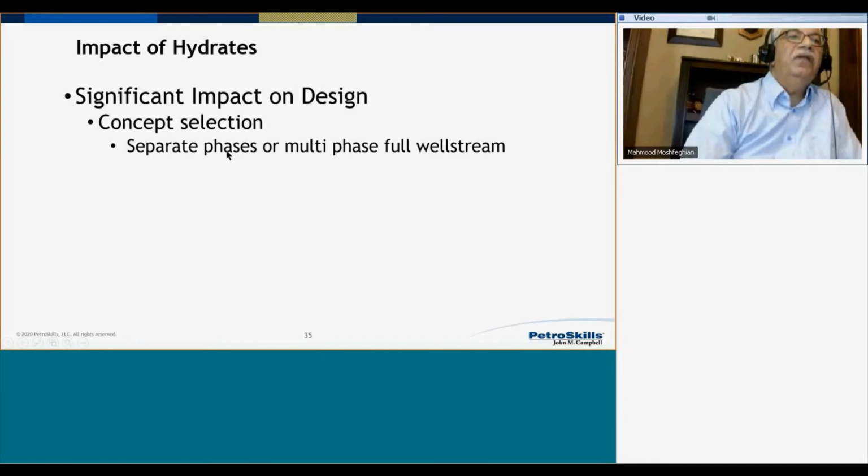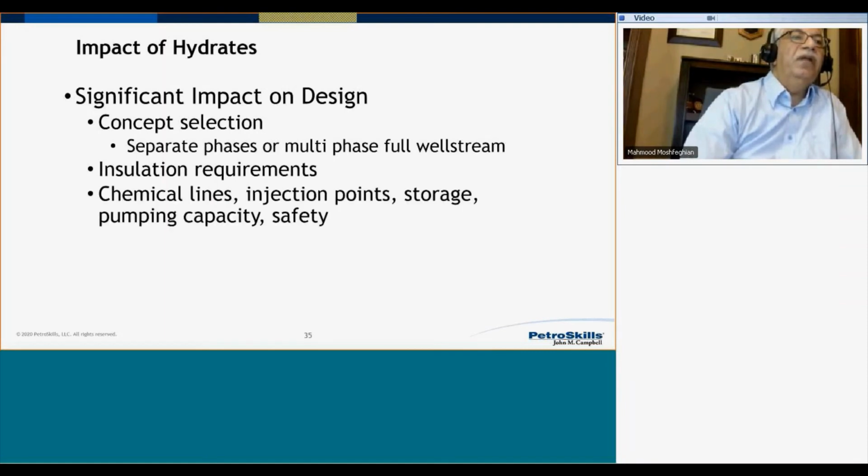These separate phases require, for example, for offshore, more equipment and more processing facilities. So it's a major decision because of CapEx and OpEx. Installation requirements: needs for chemical lines, injection points, storage, pumping capacity, safety, and sometimes transportation from shore to the offshore facility as well.